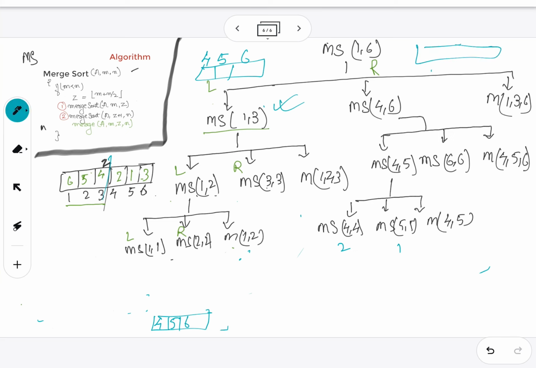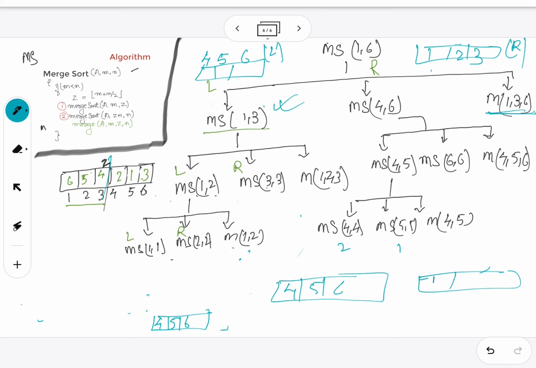We have an array of 1, 2, 3, and then both this left array and right array will be passed down to this. So from 1 to 3 will be one array, the left array, and it will be the right array for this. So eventually at the end of this we'll get an array here. Left array is 4, 5, 6, and right array is 1, 2, 3, and we want the final array to be here 1, 2, 3, 4, 5, 6.